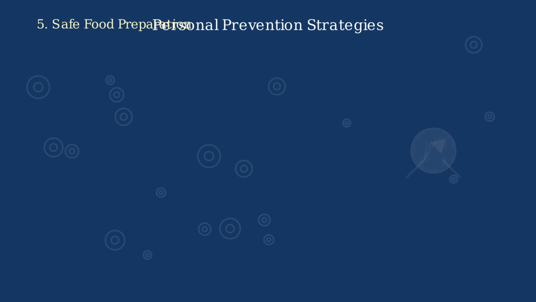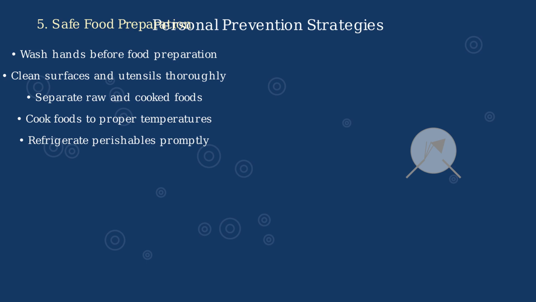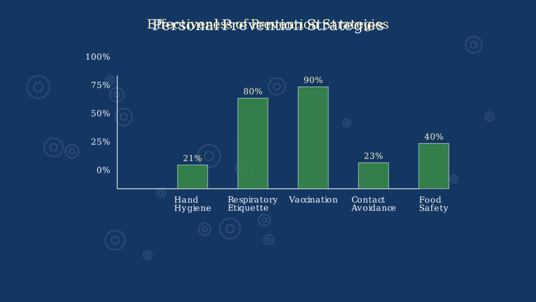Safe food preparation practices prevent foodborne illnesses. Always wash your hands before handling food. Clean all food preparation surfaces and utensils thoroughly. Keep raw and cooked foods separate to prevent cross-contamination. Cook foods to proper temperatures to kill pathogens. Refrigerate perishable foods promptly. According to the Centers for Disease Control, following proper food safety practices could prevent up to 40% of foodborne illnesses.